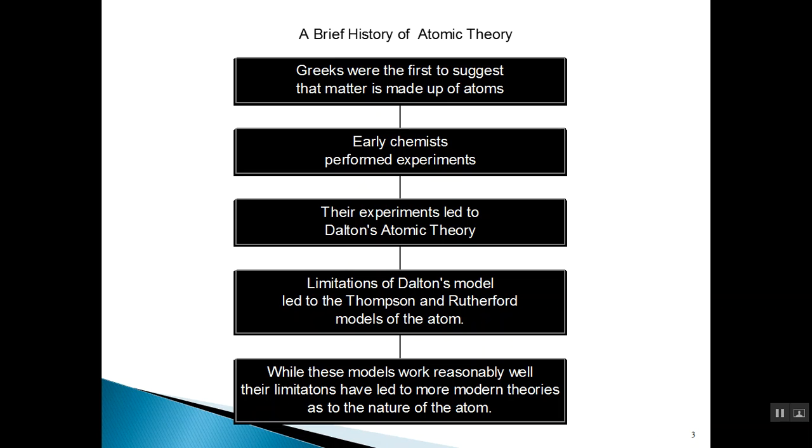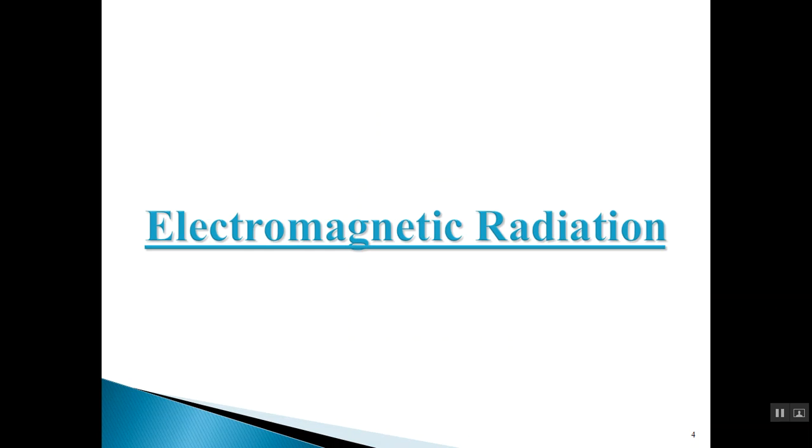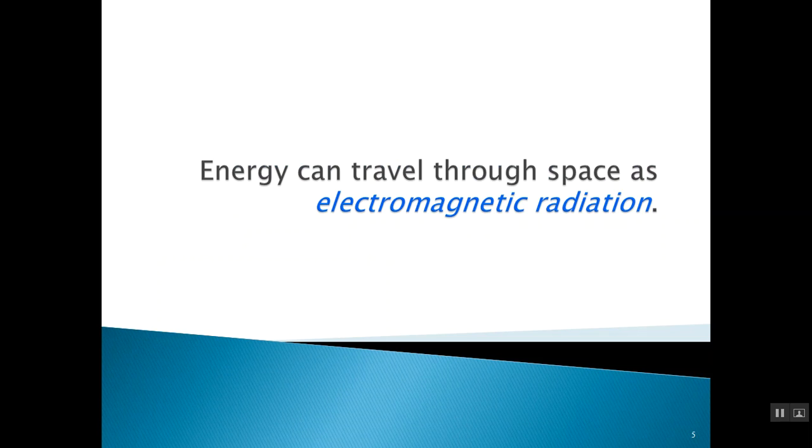And while these models work reasonably well, there are some limitations still, which led to more modern theories about the nature of the atom. So these are the theories we're going to look into in this chapter. In order for us to get into these theories, we have to understand firstly the nature of electromagnetic radiation. Energy can travel through space in this form.